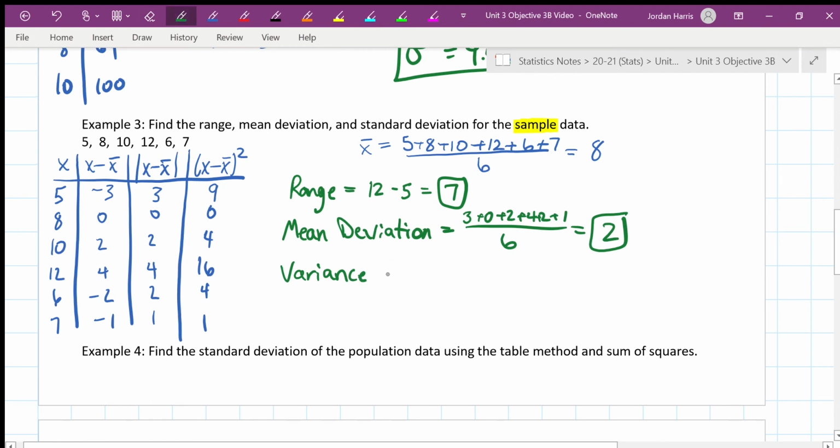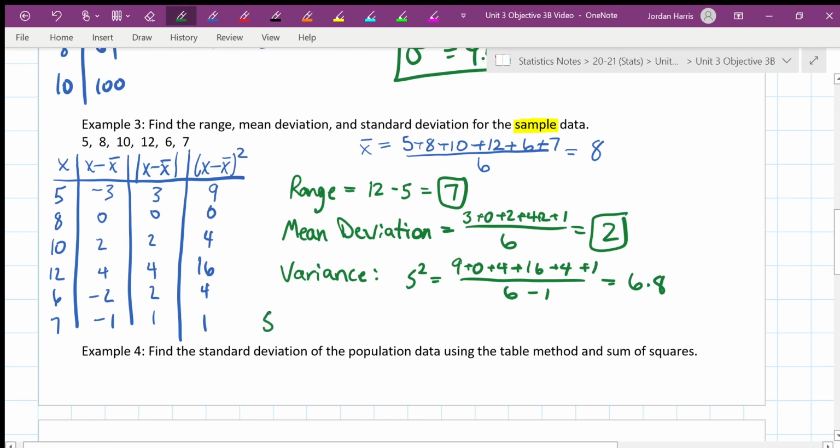So this is S squared, sample variance. So I add up my squared values, divide by how many there are, minus 1, because I have the correction factor for sample variance, only sample variance. Okay, so I add all those up and I get 6.8.